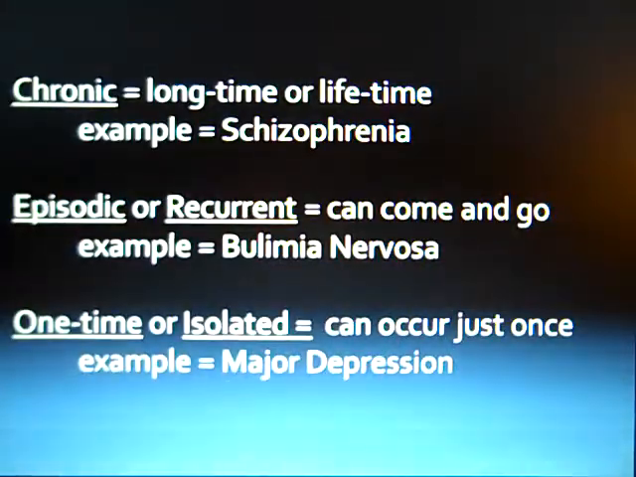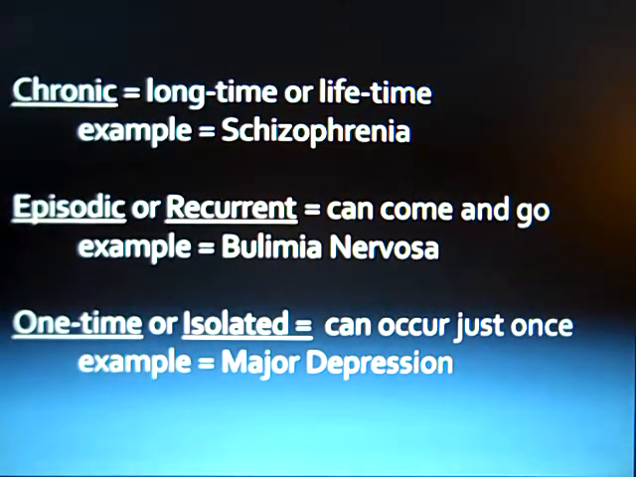Okay. Now, we delineate course three ways: chronic, recurrent or episodic, or isolated, or one time. Now, most disorders are not chronic, but some are. A chronic disorder implies that this is a disorder that's going to last for a very long time, if not for an entire lifetime. Most mental health disorders are not chronic, but schizophrenia is an example of one that is. It pretty much lasts from the point you get diagnosed with it, you pretty much have it until you die.